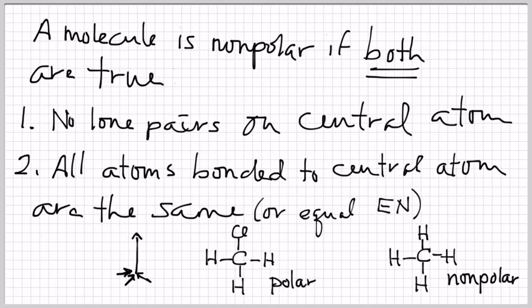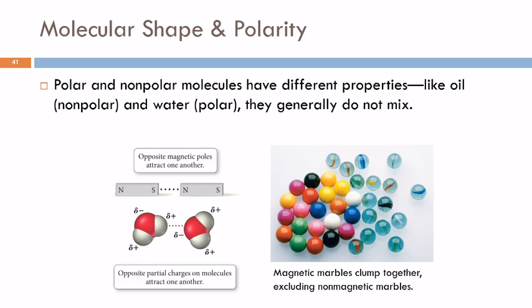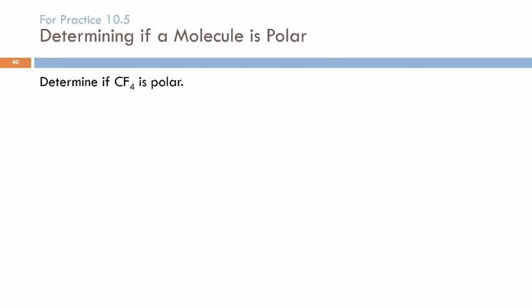Okay? So this will get you through most of the stuff, deciding if it's polar or not polar. So let's do this example. Determine if carbon tetrafluoride is polar. You've got to have the Lewis structure, because you have to have the molecular shape.